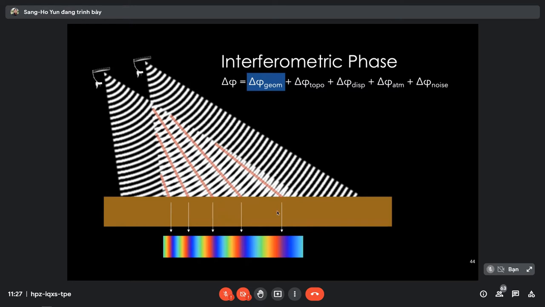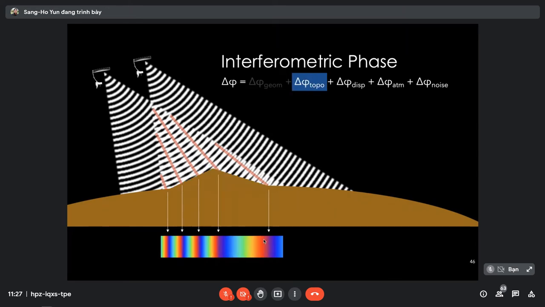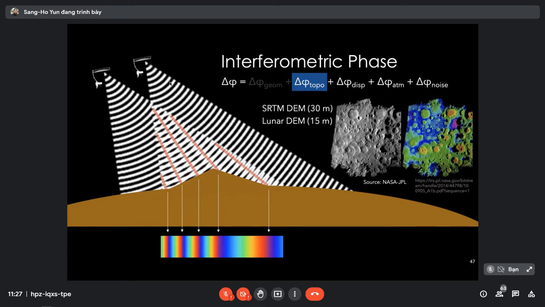And the Earth is not perfectly flat, but rounded like this. So this interference pattern is modulated by the rounded Earth. On top of that, Earth is not just rounded, but it has topography. So there's further modulation of the interference pattern by topography. The existence of topography perturbs the shape of this color fringe. So there is a topography effect, and it scales with the perpendicular baseline. Using this property, we can generate a topography map.